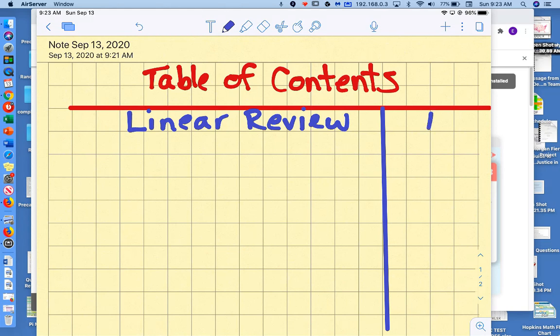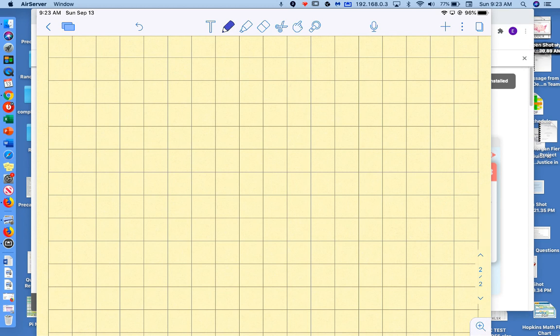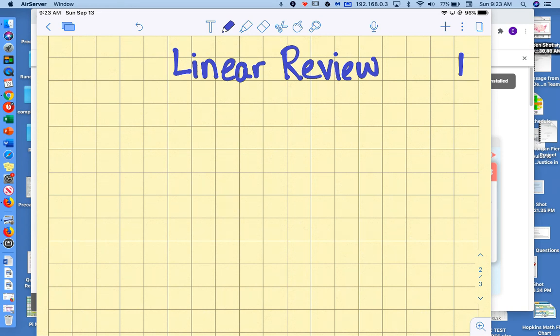And then you're going to go through and start numbering your pages. So now let's go to page 1. Maybe you mark that in the top corner or the bottom corner, and we'll write linear review on there. Most of this stuff should be a review of things you did in advanced algebra and algebra. But if you're having trouble remembering stuff, let me know and we can always meet to go over some of these topics.